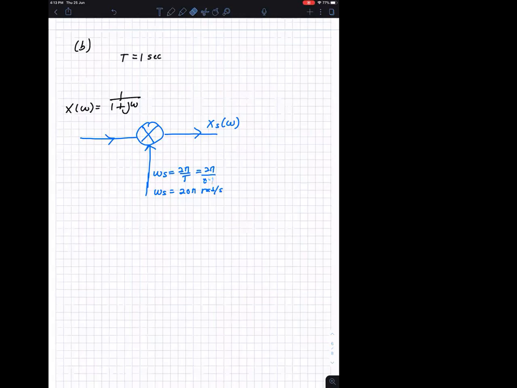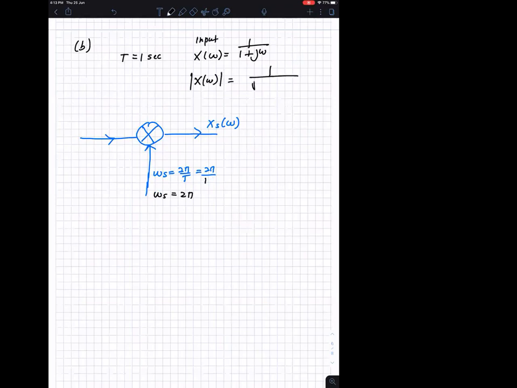So the sampling interval is 1, so omega s is 2 pi. And then we are also given the input. So you need to find the magnitude. Remember last time we did this, right or not?